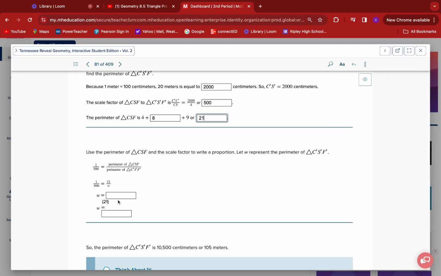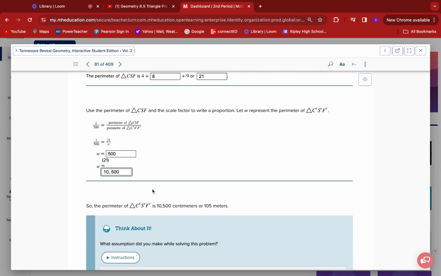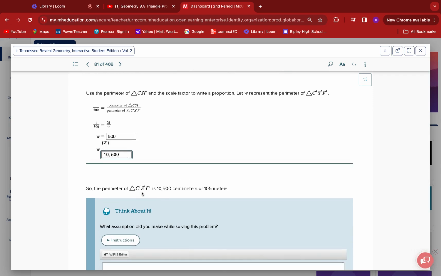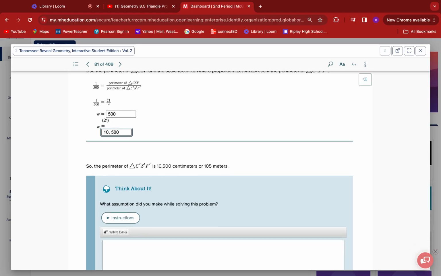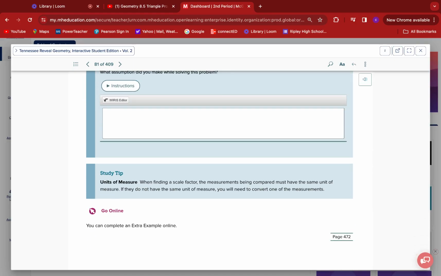All right, we're going to cross multiply. So 1 times W is W, and we're going to multiply 500 times 21, and that is going to be 10,500. So the perimeter of the C prime S prime F prime triangle is 10,500 centimeters, or, well, 105 meters. Oh, we are done.